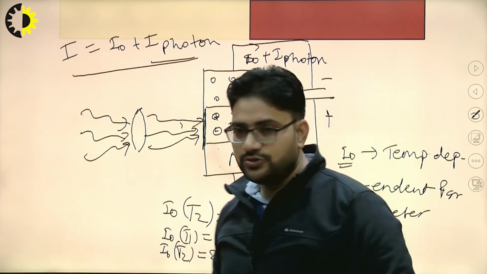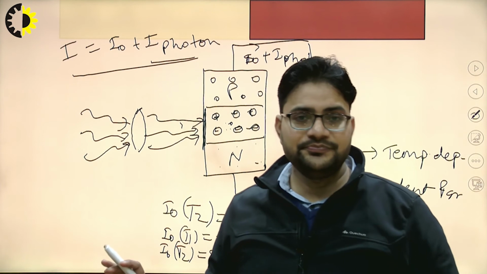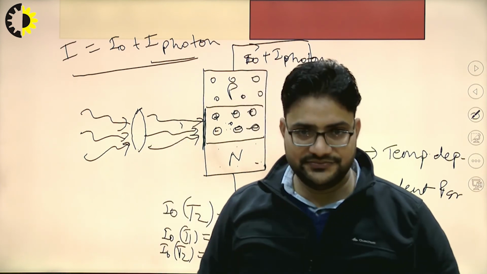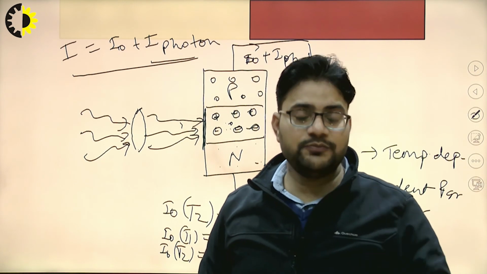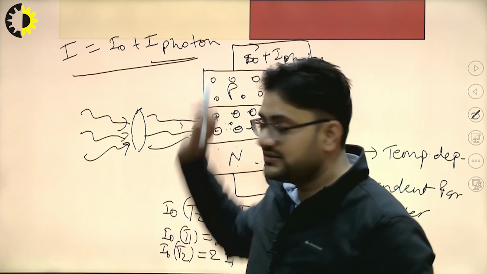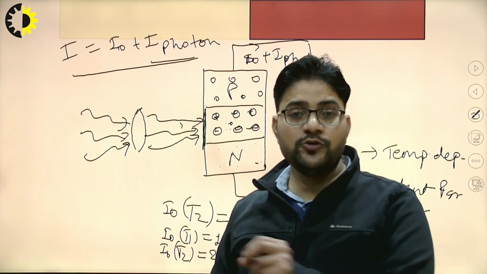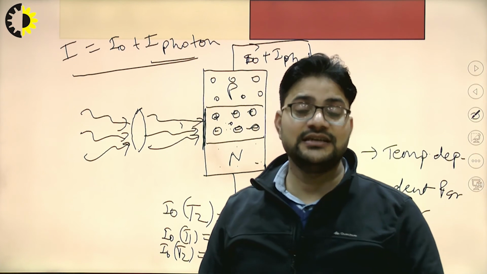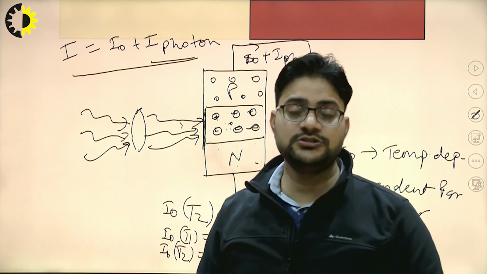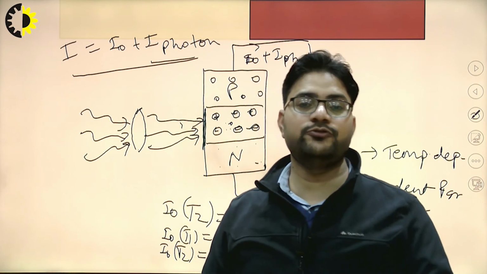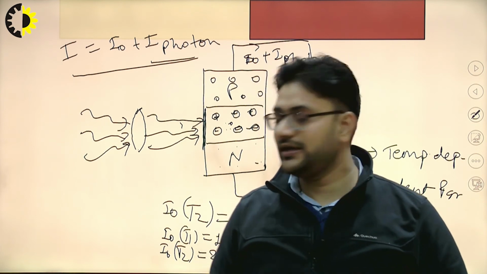Now next is the photoconductive effect. Due to the introduction of light, covalent bonds will break. This will cause an increase in the current. This phenomenon is called the photoconductive effect. That is, conductivity has been introduced or increased due to the effect of light. So this is called the photoconductive effect.